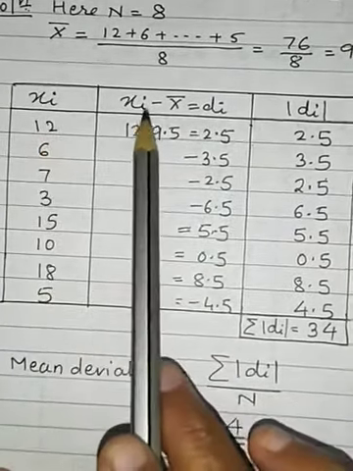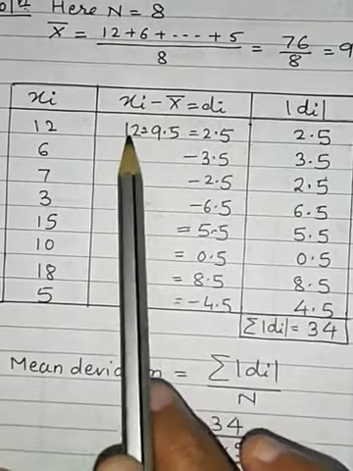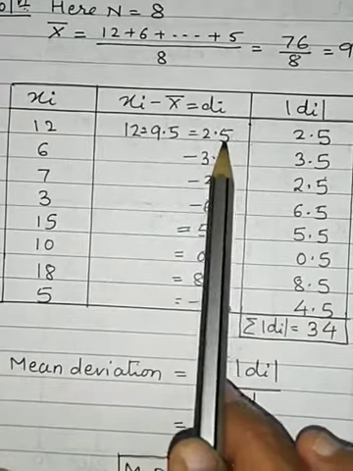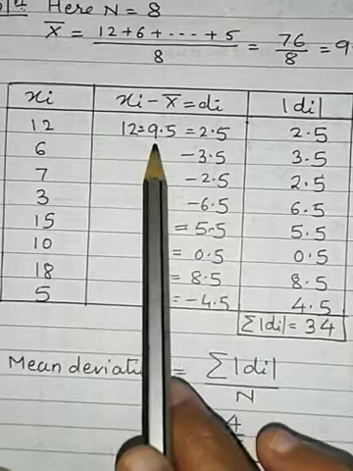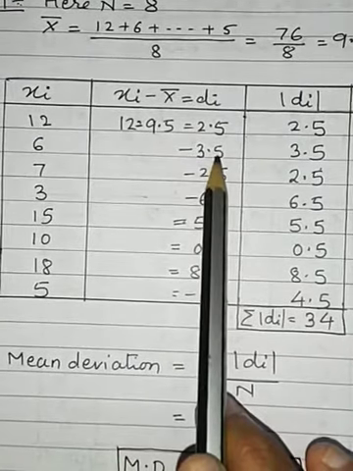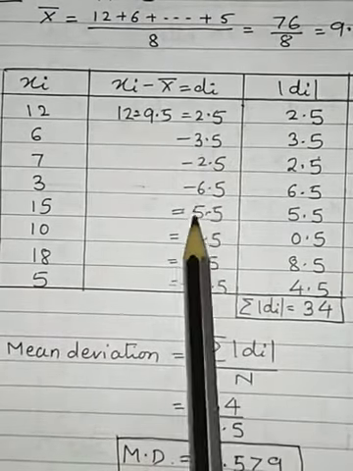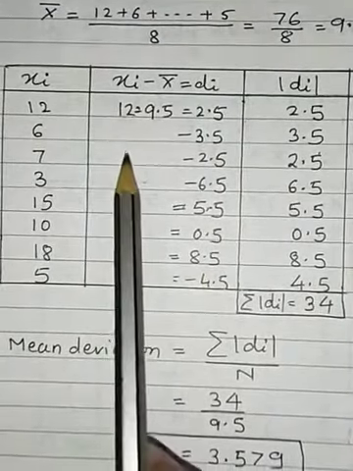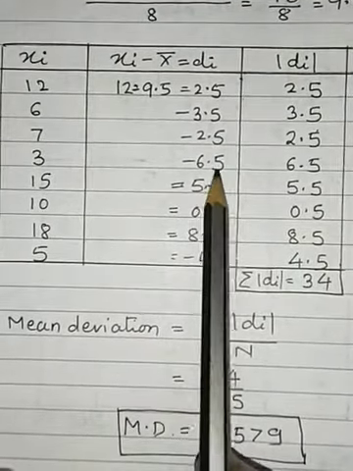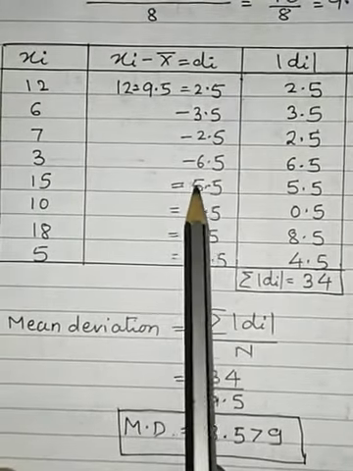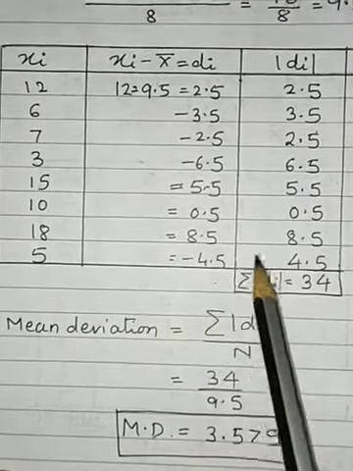So the first entry is xi minus x bar, so it will be x1 minus x bar. 12 minus 9.5 is 2.5. Then 6 minus 9.5 is minus 3.5. You need not write each and everything here, you just enter these values. 7 minus 9.5 is minus 2.5. 3 minus 9.5 is minus 6.5. 15 minus 9.5 is 5.5. And so on, you write all the entries here.